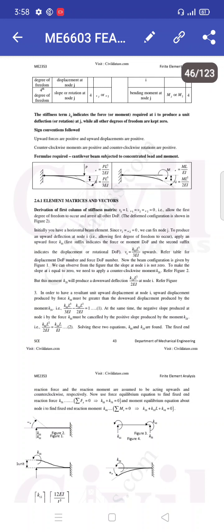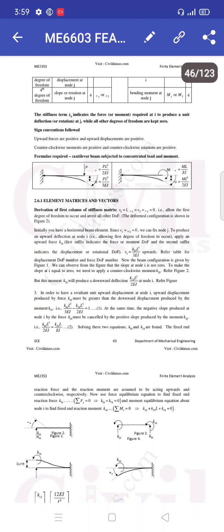The derivation of the first column of the stiffness matrix: V1 is equal to 1 and V2 is equal to 0, that is, allow the first degree of freedom to occur and arrest all other degrees of freedom. The deformed configuration is shown in the figure. So initially you have a horizontal beam element. Since V2 is equal to 0, we can fix node J to produce an upward deflection at node I, that is allowing the first degree of freedom to occur.